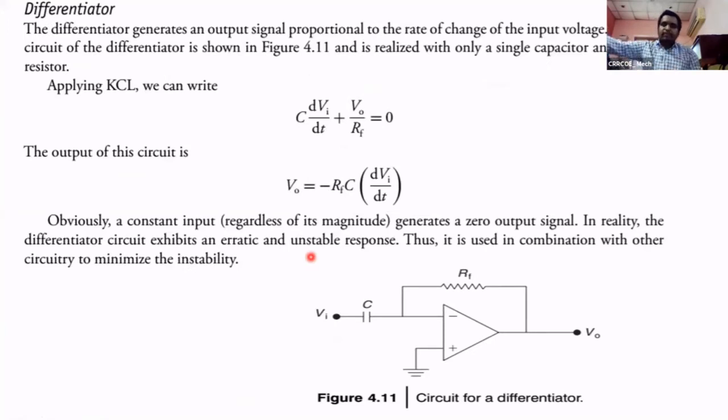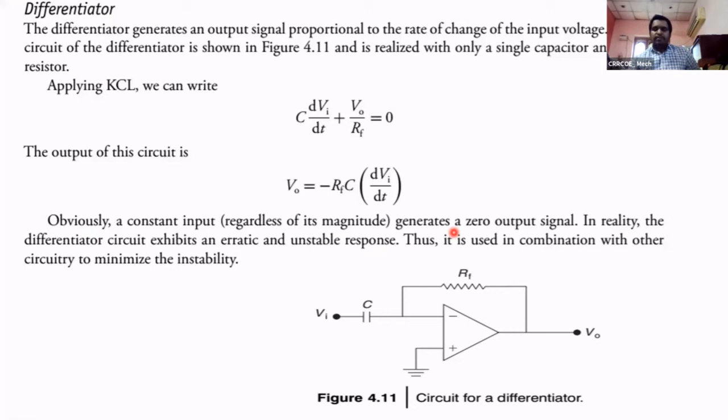Okay, next one is differentiation. The op amp, operational amplifier, is used for differentiation purpose. Up to now, we have seen the summing and subtraction of the input voltages. Now we see the differentiation. Differentiation means the variation of a variable with respect to time, that is dV by dt. The variation of voltage with respect to time, dV by dt, is nothing but the differentiation.